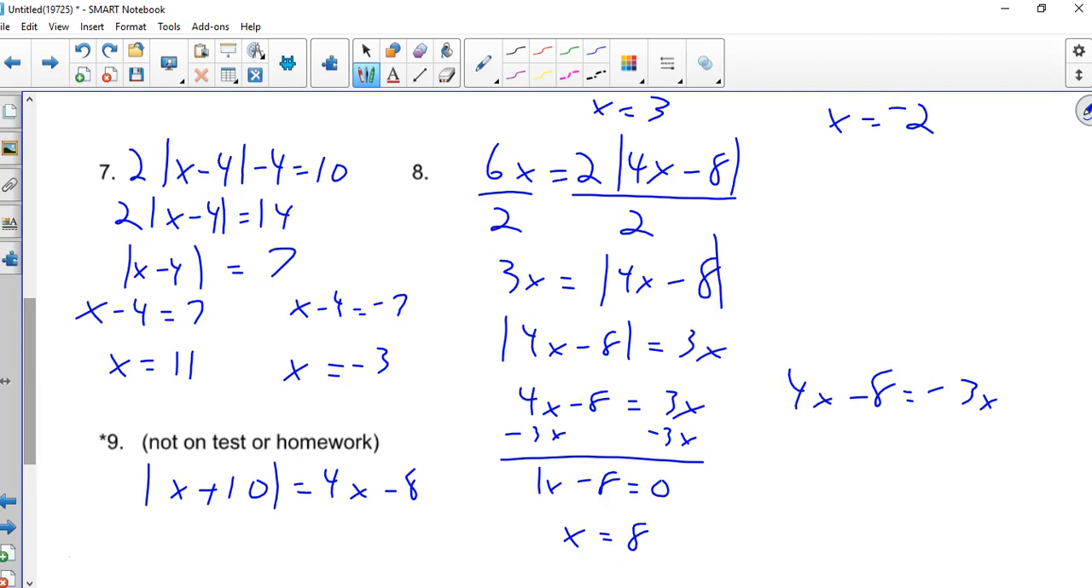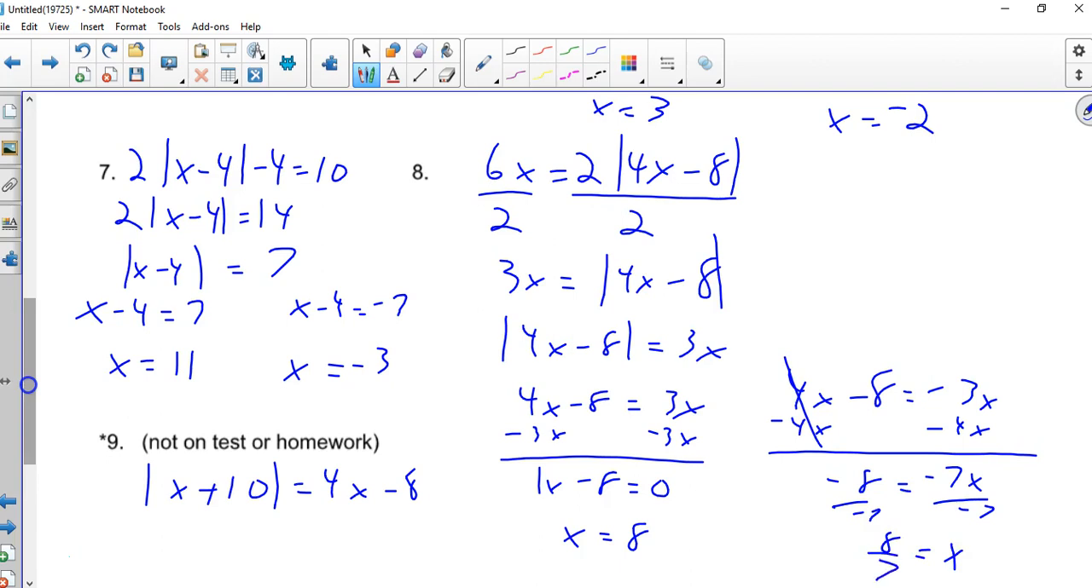Or I can just move the 4x over. I get negative 8 equals negative 7x. Divide by negative 7. And I get x is equal to 8 over 7.